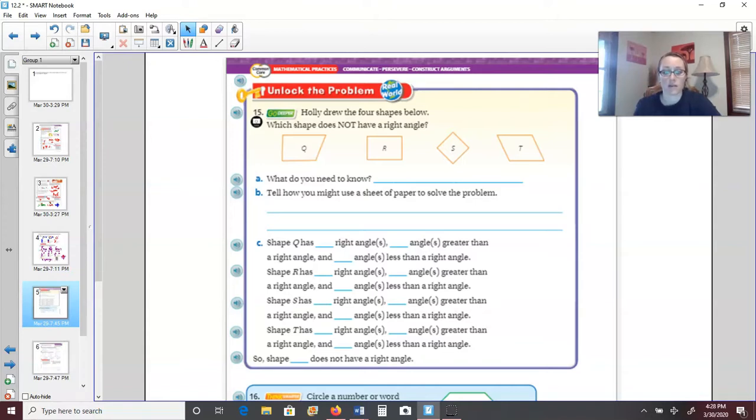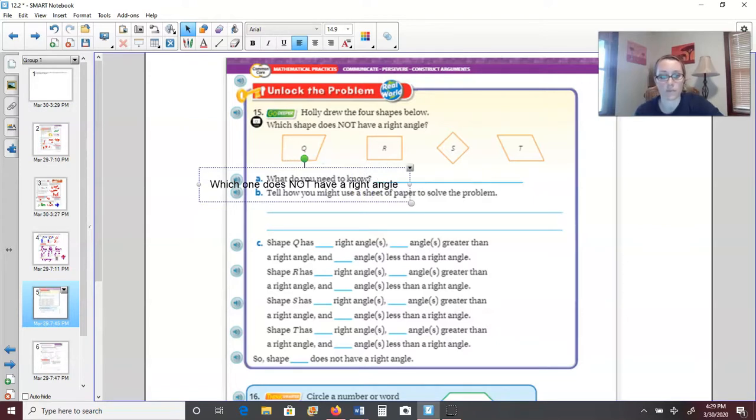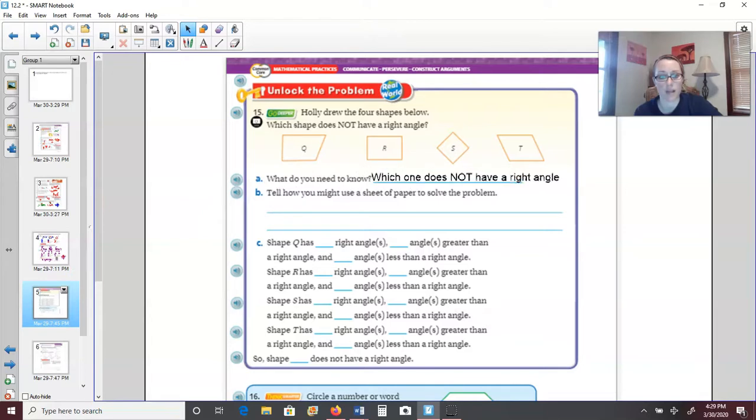Okay, so let's type this out instead of trying to write all of that. Which one does not have a right angle? That's what we need to know. That's what we're trying to figure out. Which one does not have a right angle? Tell how you might use a sheet of paper to solve the problem.